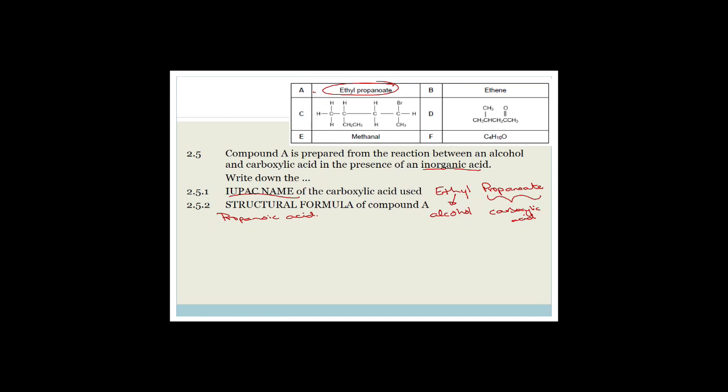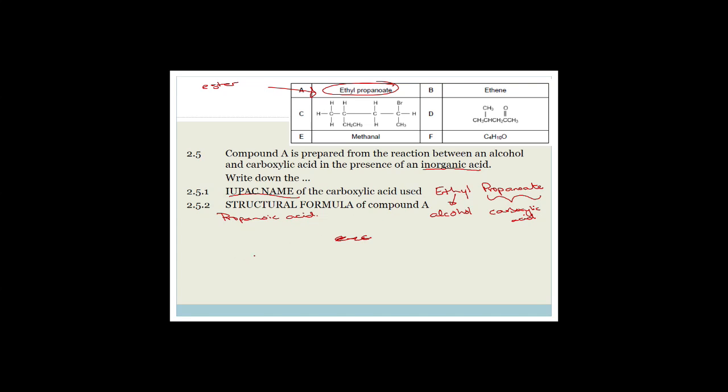And now they want the structural formula for compound A. Okay, so you need to know that this obviously is an ester. And what we're joining is, like I said, the alcohol and the carboxylic acid. So the prefix eth means that we've got two carbons. So we've got C-C. Let me show you the whole structural formula of how we get it, and then you can see how we join it up.